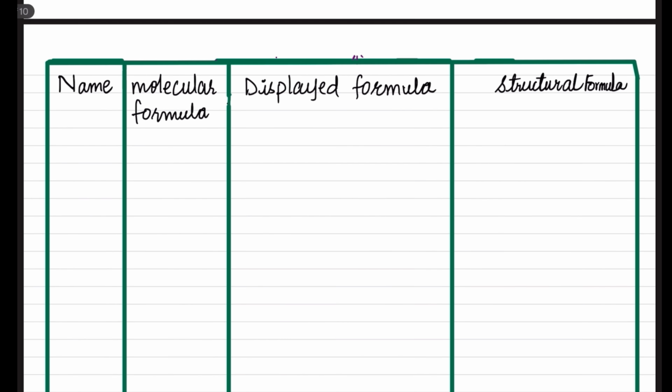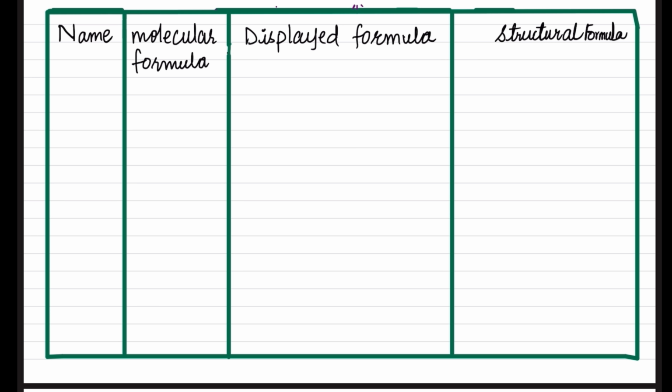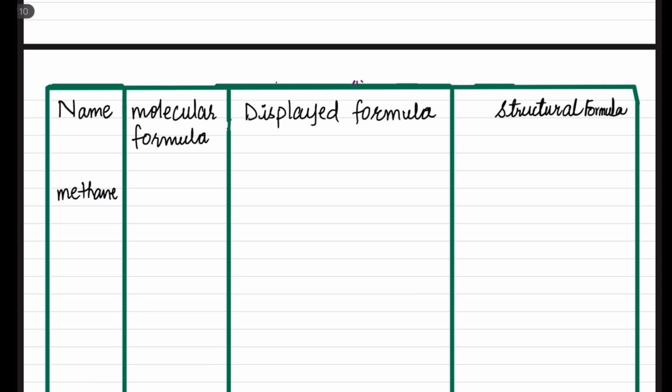Okay. Now I will use this table to explain the molecular formula, displayed formula and structural formula for the first 5 members of the alkanes homologous series. So the first member of the alkane homologous series is methane. What will be its molecular formula? First of all, we should know what the molecular formula is. Molecular formula tells us about the actual number of atoms of every element present in a molecule.